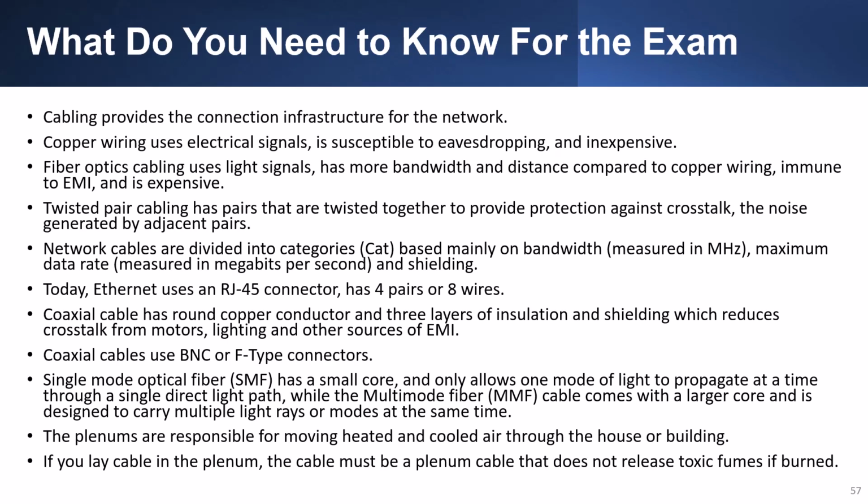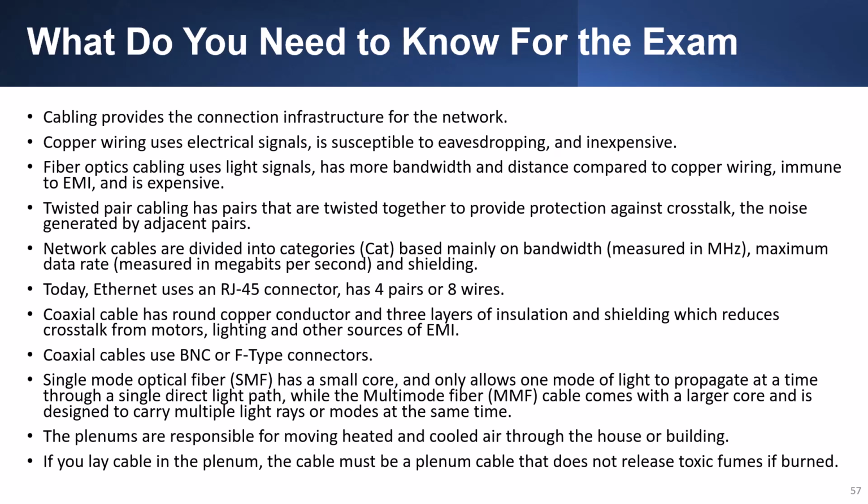In summary, cabling provides the connection infrastructure for the network. Copper wiring uses electrical signals, is susceptible to eavesdropping, and is inexpensive. Fiber optic cabling uses light signals, has more bandwidth and distance compared to copper wiring, is immune to EMI, and is expensive. Twisted pair cabling has pairs that are twisted together to provide protection against crosstalk, the noise generated by adjacent pairs.